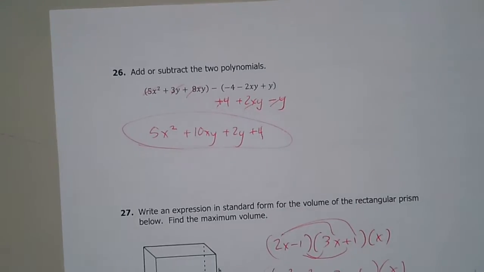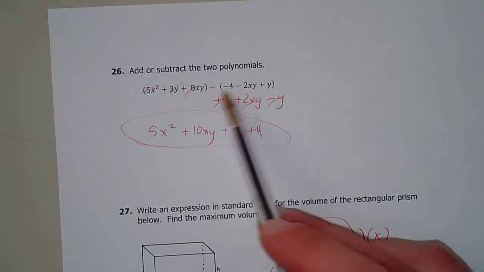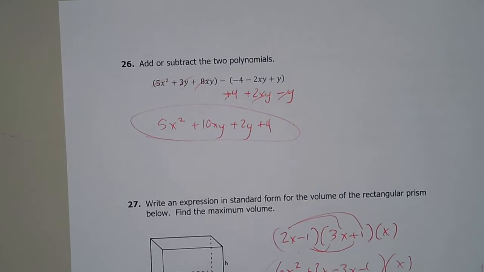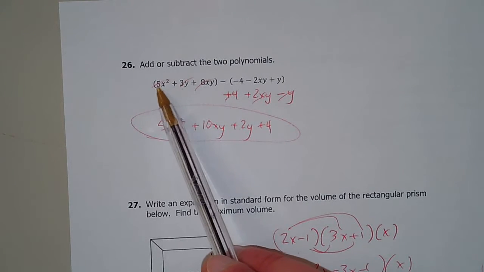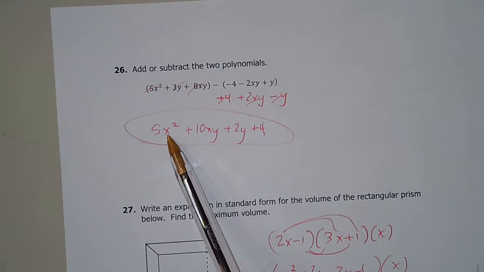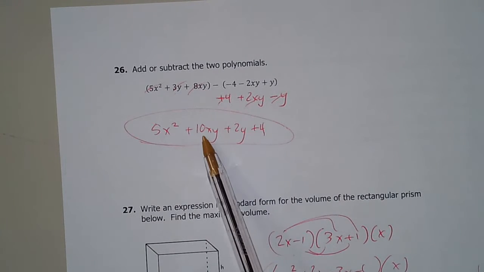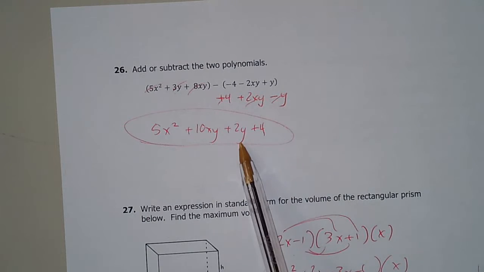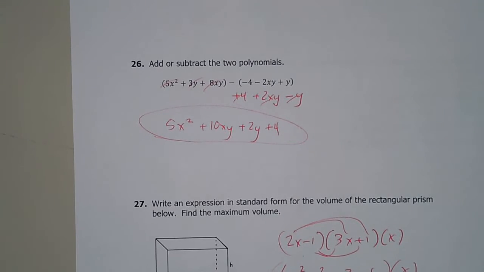Another subtraction one. Negative gets distributed, and then combine your like terms. So your x squared, only one, so it goes there. Your xy terms, combine those like terms. Your two y terms, combine those, and then your just constant here, +4, goes on at the end.